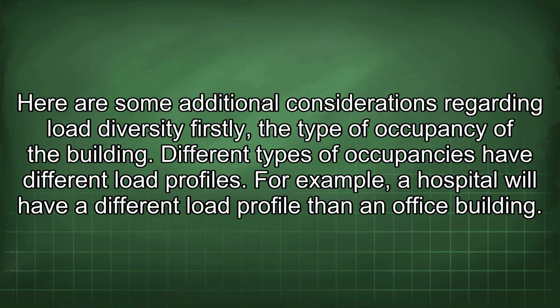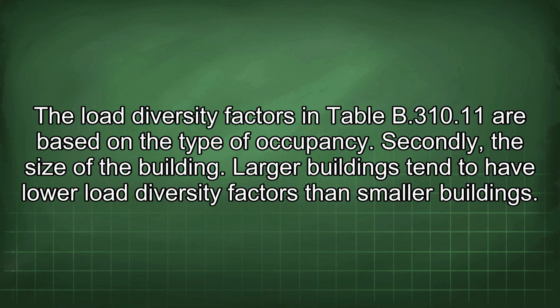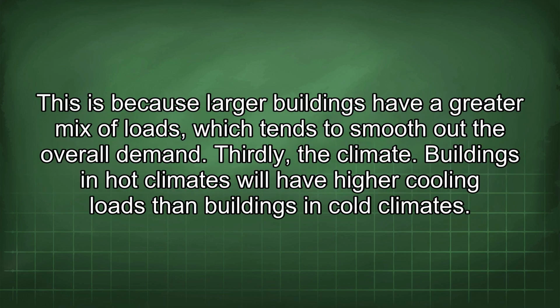Firstly, the type of occupancy of the building. Different types of occupancies have different load profiles. For example, a hospital will have a different load profile than an office building. The load diversity factors in Table B 310.11 are based on the type of occupancy. Secondly, the size of the building. Larger buildings tend to have lower load diversity factors than smaller buildings. This is because larger buildings have a greater mix of loads, which tends to smooth out the overall demand.